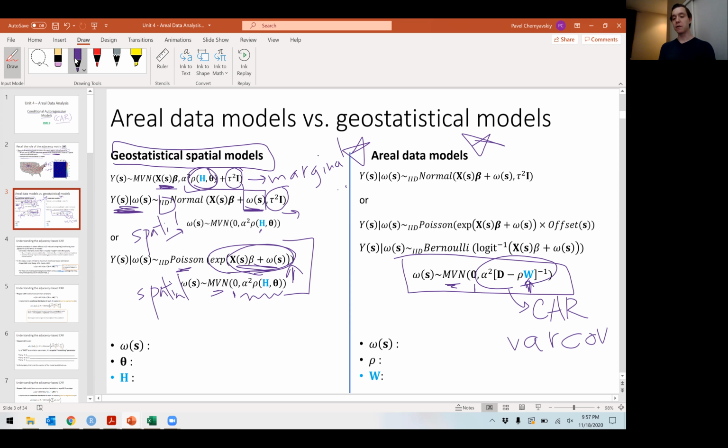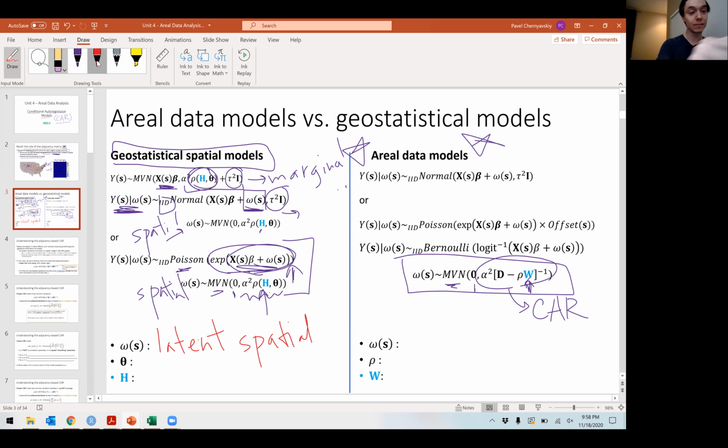So look, our variance covariance matrix for the conditional autoregressive model includes the adjacency matrix. Our variance covariance matrix for the geostatistical model includes the distance matrix, because it again encodes similarity in location between observations. The omegas are the latent spatial effects, latent because they're unmeasured. And guess what? On the right, it's exactly the same thing.